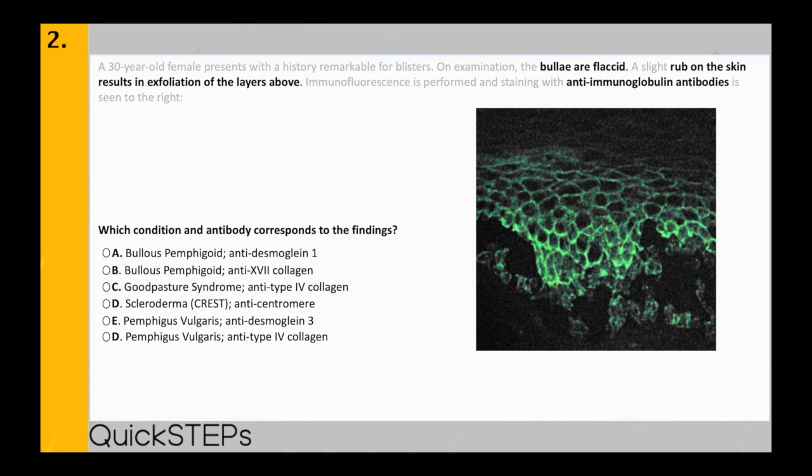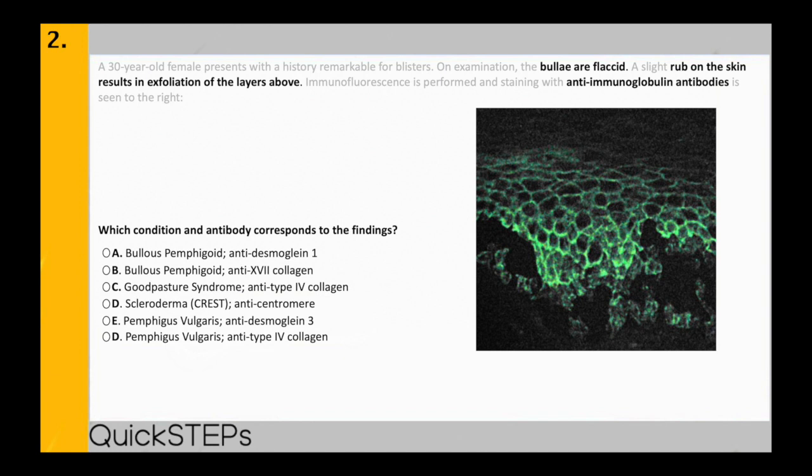However, this patient's condition is affecting the skin, and nothing is said with regards to the kidneys or the lungs. If it were Goodpasture, we would expect hematuria or hemoptysis, or possibly both. So answer choice C can also be ruled out.